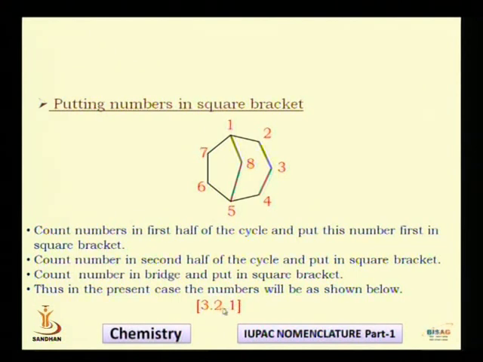outside this number. So this is how the numbering in the square bracket is to be done. Number 3 indicates the atoms in the first half cycle, 2 indicates the number of atoms in the second half cycle, and 1 indicates the number of atoms in the bridge. So this is how you have to put the figures or numbers in the square bracket.